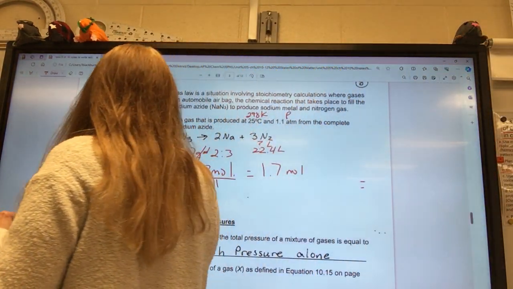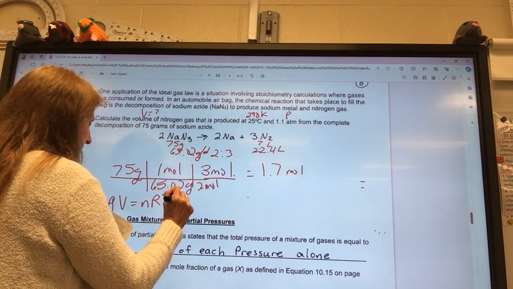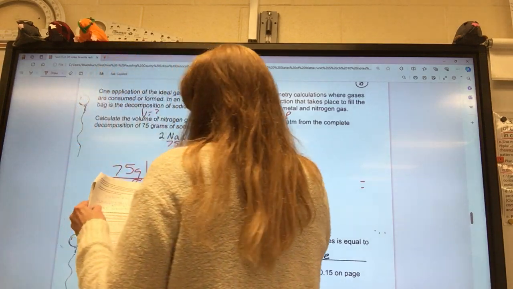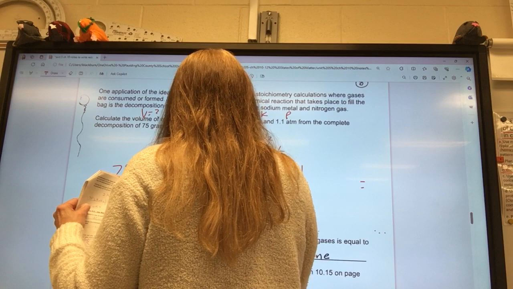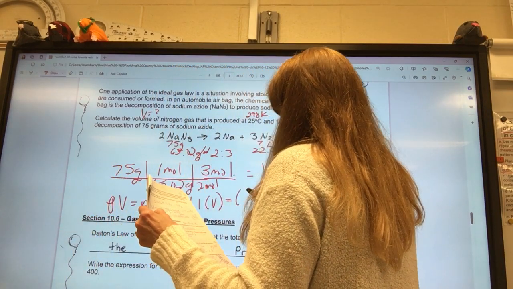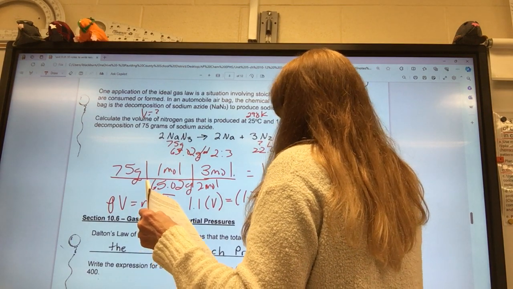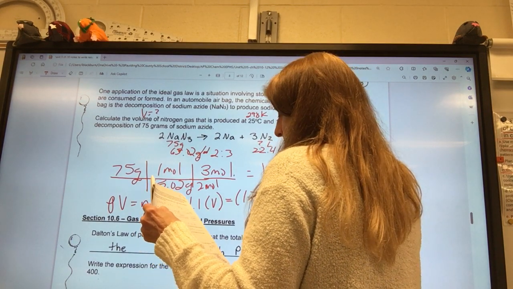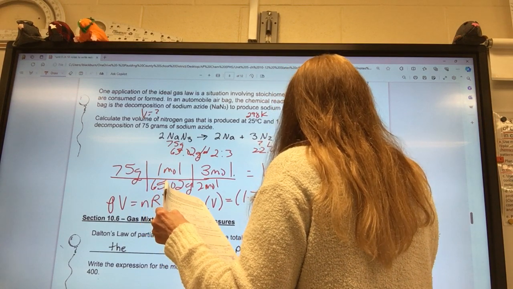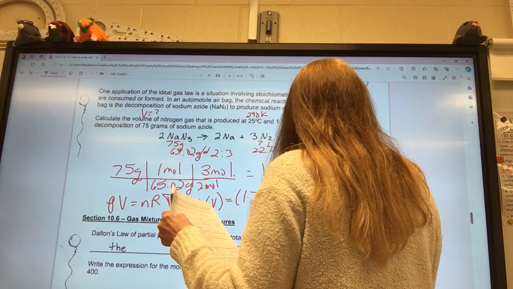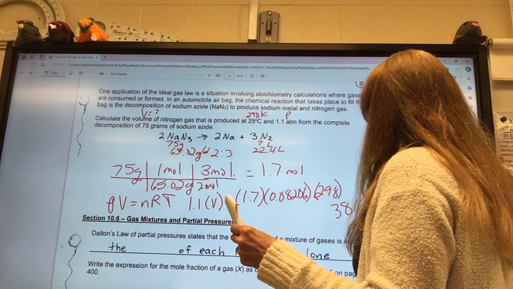But they wanted us to use PV equals nRT. So my pressure was 1.1. My volume is my unknown. My number of moles that I calculated above is 1.7. The constant is 0.08206. And the temperature is 298. And if you do that all out, you get 38 liters.